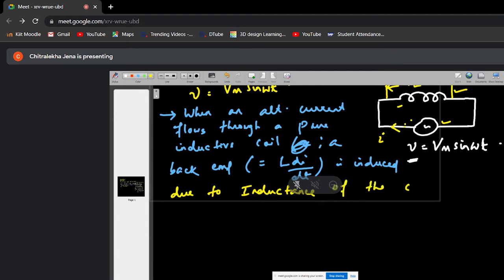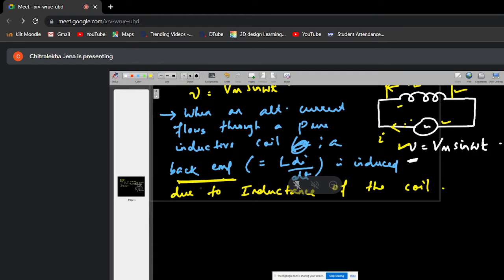Due to the inductance of the coil, this back EMF opposes, at every instant, the cause that produces it. The cause producing this EMF is the voltage. So at every instant, this back EMF will oppose the voltage. Got it, all of you?